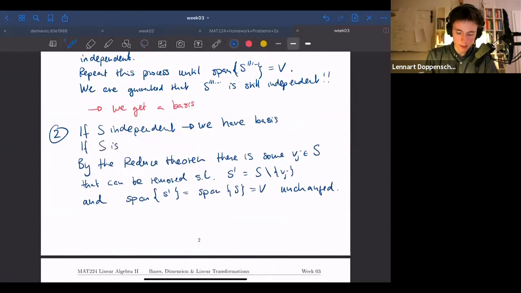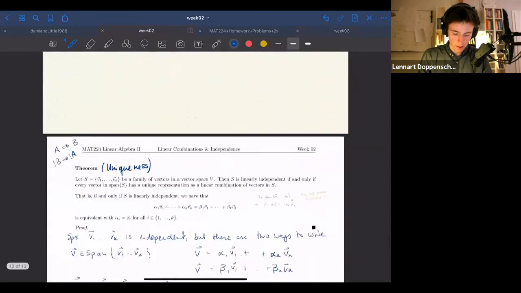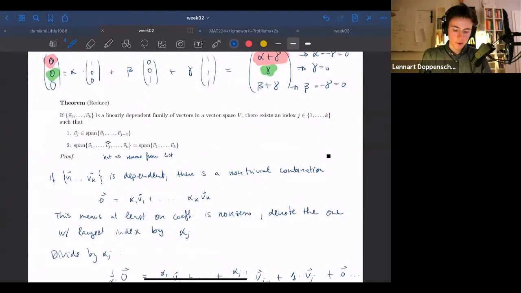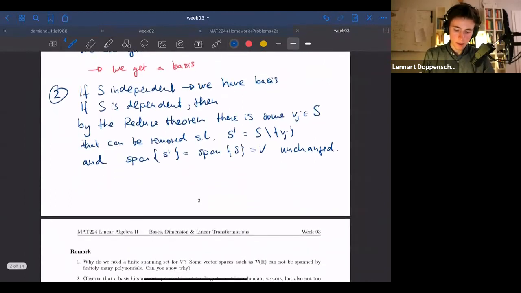If S is dependent, then by the reduced theorem, it actually tells us something. Let me go back to the reduced theorem. It says that if we have a linearly dependent family, so it doesn't work with any family, it has to be dependent, then we can find for some index a Vj such that the Vj can be removed. That's the second part here. Span doesn't change.